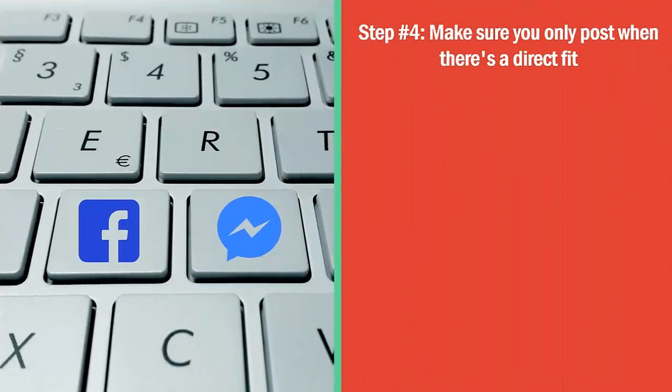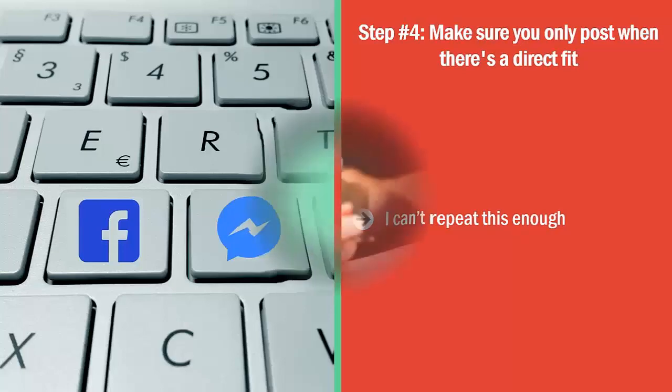Step number 4. Make sure you only post when there's a direct fit. I can't repeat this enough. You must only post comments on a blog post that directly fit your niche. There also has to be a natural progression from your level 1 content to whatever content you're commenting on.